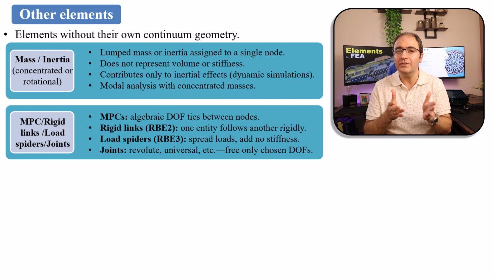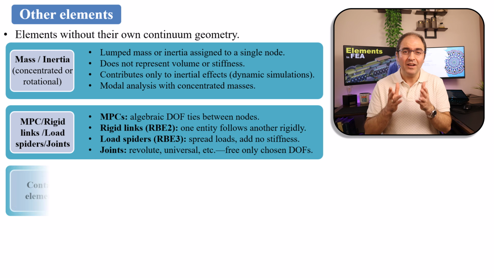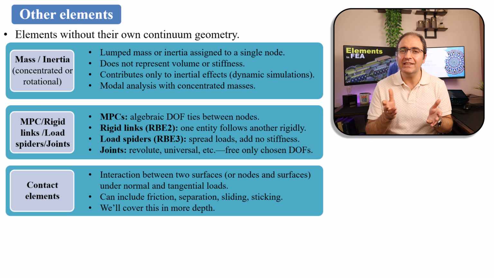MPC stands for multi-point constraints. They enforce algebraic constraints between degrees of freedom of different nodes. A special case of MPCs is a rigid link that forces one node to follow a master node exactly, or in another term, rigidly. Load spiders distribute forces without adding stiffness. Joints, like revolute or universal, allow you to free only specific degrees of freedom, of course, based on the physics of the problem.